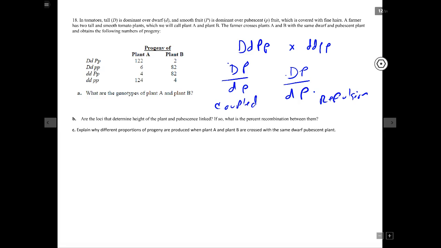Up here we have a farmer who has two plants, tall is dominant, and smooth is dominant. And then he does a test cross, crossing plants A and B with the same dwarf pubescent plant. Dwarf and pubescent are both recessive, so that's the test cross, these guys. And he gets something that looks like this.